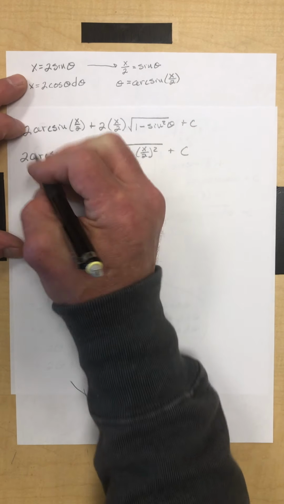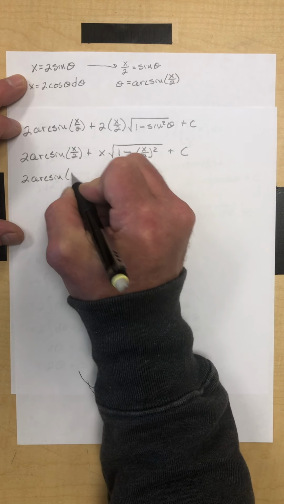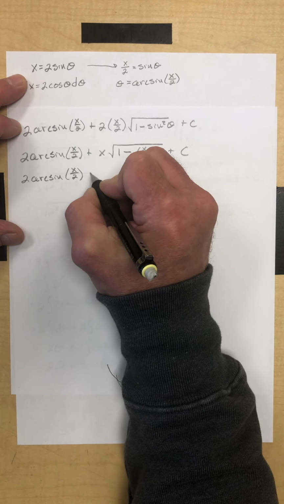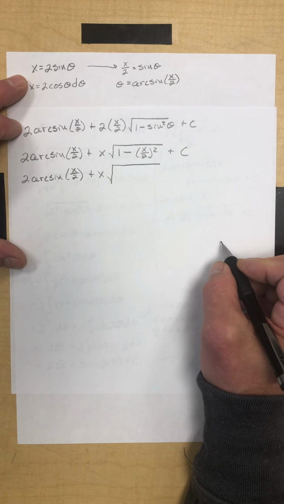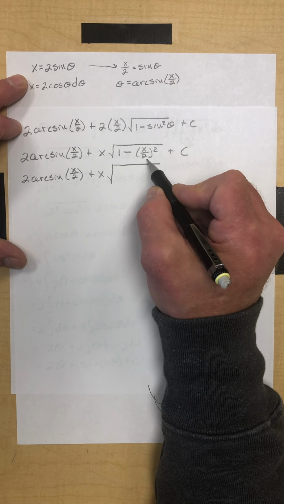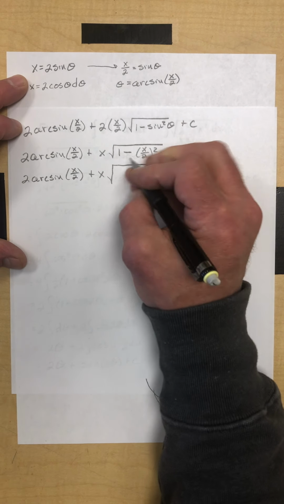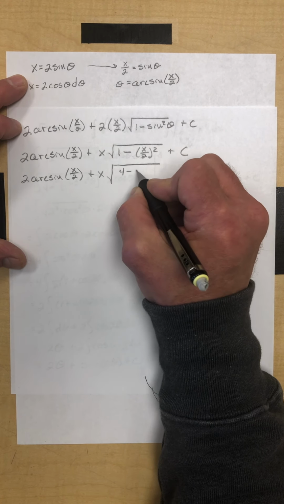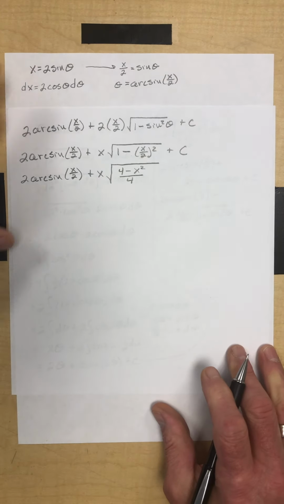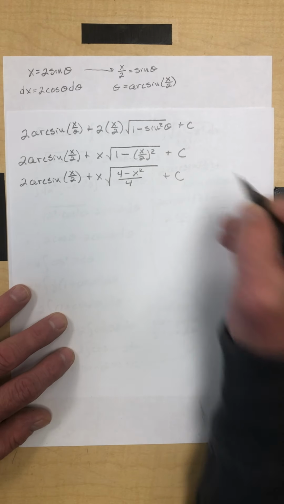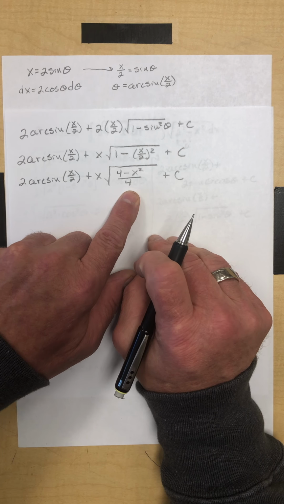That's all I'd do. So we've got 2 arcsine of x over 2 plus x times, let's see, I'm going to find a common denominator. Notice this guy is going to be x squared over 4, so it would be 4 over 4 minus x squared over 4. So that would be 4 minus x squared all over 4, plus my constant of integration.